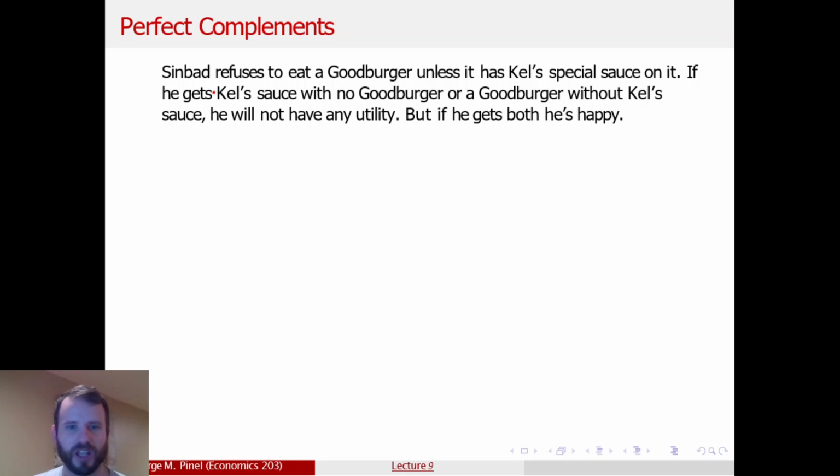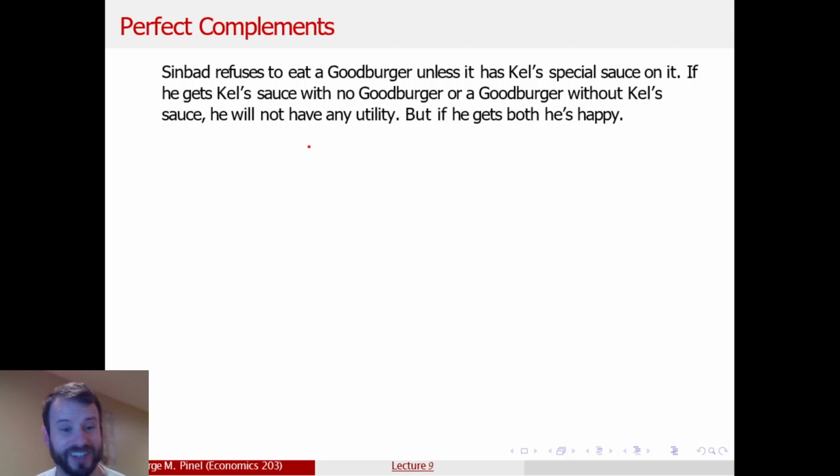So Sinbad refuses to eat a good burger unless it has Kel's special sauce on it. If he gets Kel's sauce with no good burger, or a good burger without Kel's sauce, he doesn't get any utility. You don't get any utility from packets of sauce, and you don't get any utility from a crappy burger that doesn't have the sauce. You need both. It's like imagine somebody who likes crab fries, but they don't like fries and they don't like Old Bay seasoning by themselves. Or you like peanut butter and jelly sandwiches, but you don't like peanut butter and you don't like jelly by themselves. Same thing. These are what we call perfect complements.